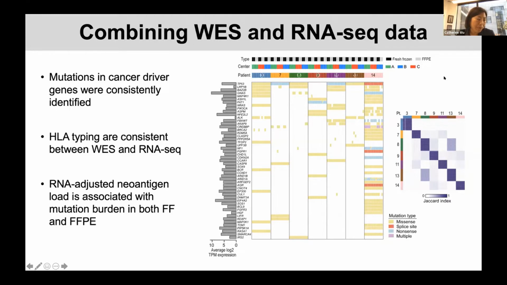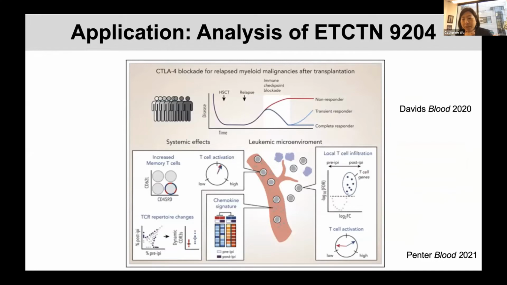I want to give you an example of where we've begun to apply our pipelines to the analysis of data. This was a study that we reported out earlier this year. It falls on the heels of the clinical report of using immune checkpoint blockade for the treatment of relapsed hematologic malignancies after transplant that Matt Davids reported out earlier the year before. This was an ETCTN trial. When Livius Penter and my group came upon this, he was really interested in focusing on the myeloid malignancies. And we were able to access the capabilities of the CIMAC network.